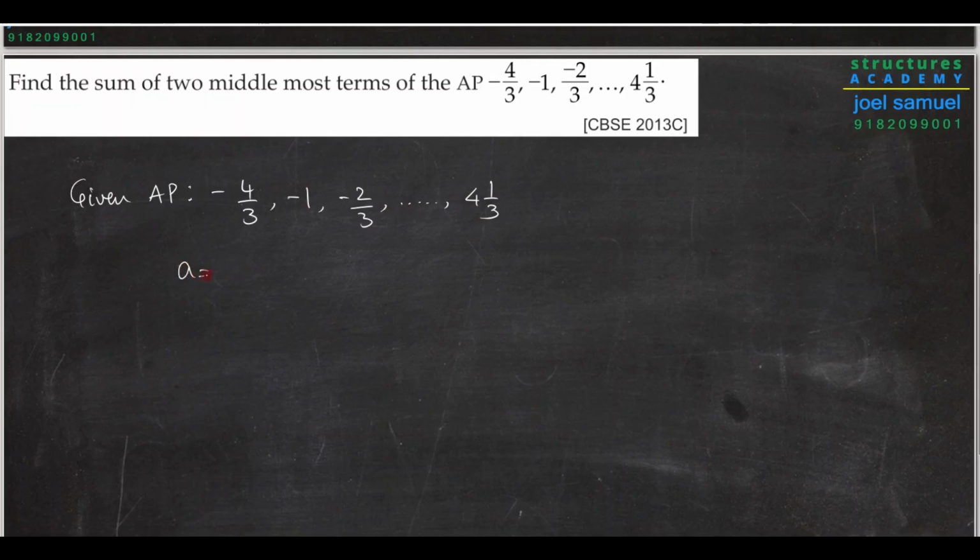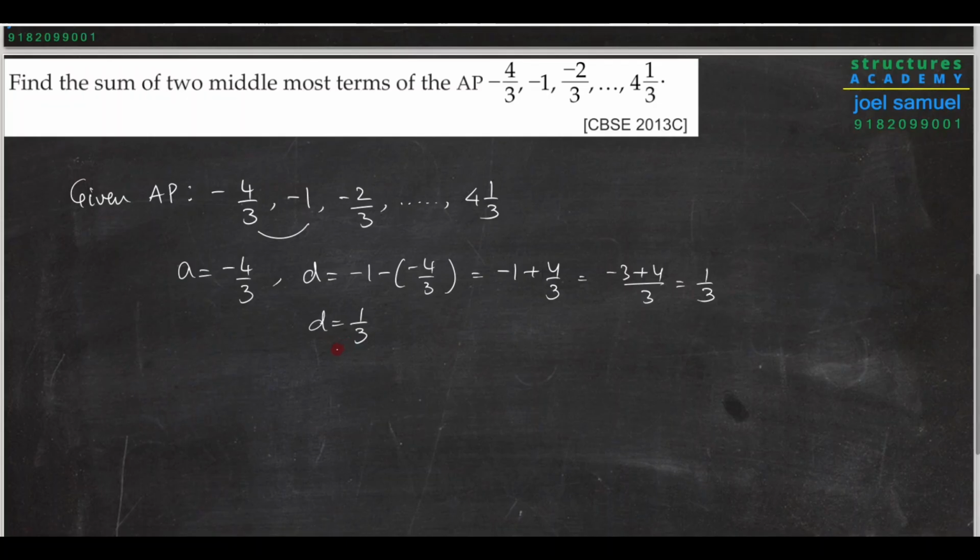So the first term of this AP is minus 4 by 3. The common difference would be minus 1 minus of minus 4 by 3, which is minus 1 plus 4 by 3, which is minus 3 plus 4 by 3, which is 1 by 3. So the common difference of this arithmetic progression is 1 by 3.